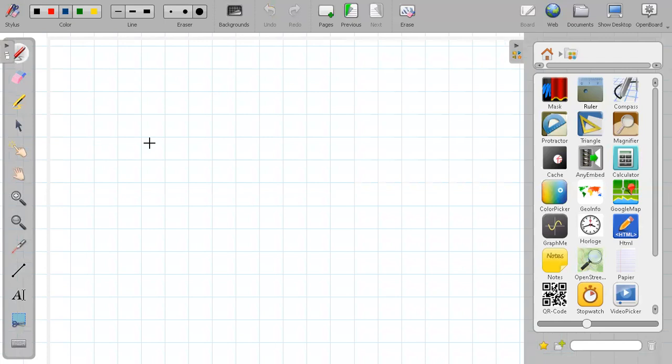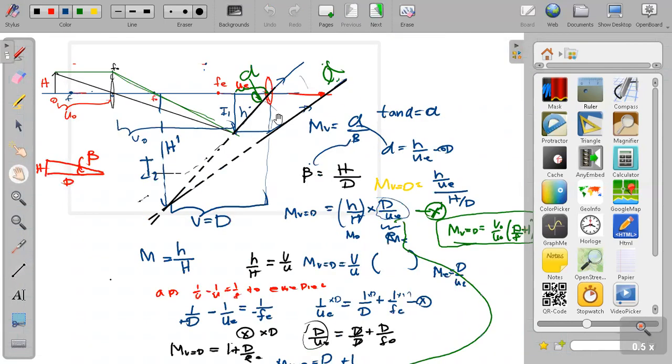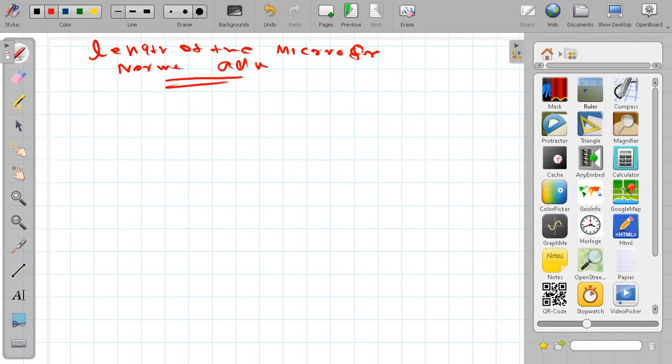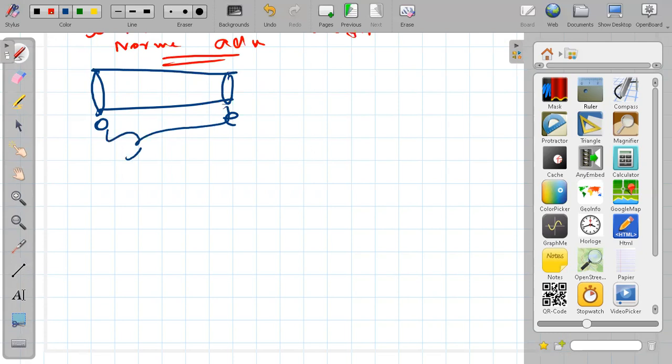Now the next one I am going to teach you is the normal adjustment. No. Before that, I want to teach you one important thing, a very important thing: the length of the microscope for normal adjustment. Write that down. In the normal adjustment, you have to get the length. Length means the distance between what and what? The objective and the eyepiece is the length of the microscope.